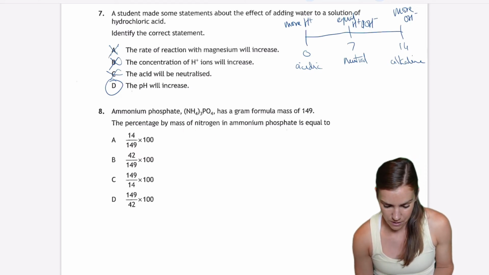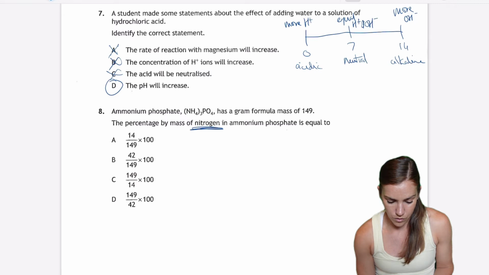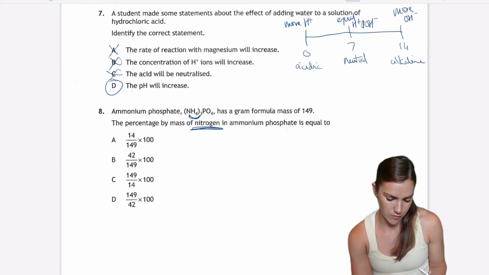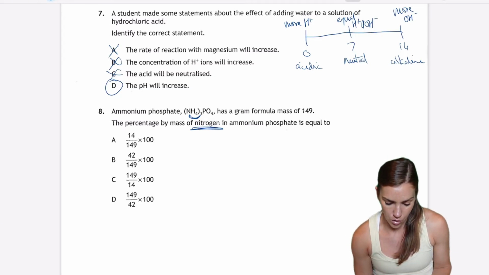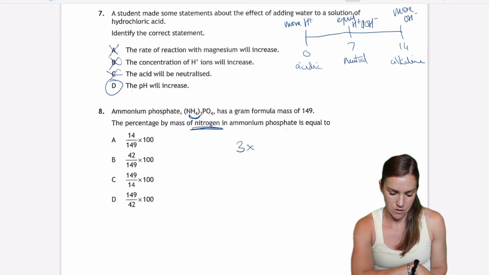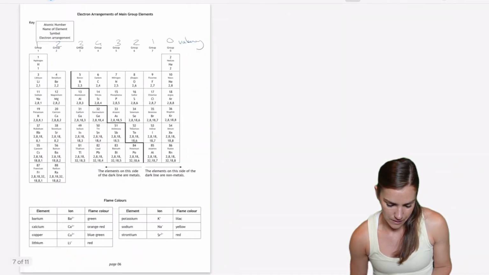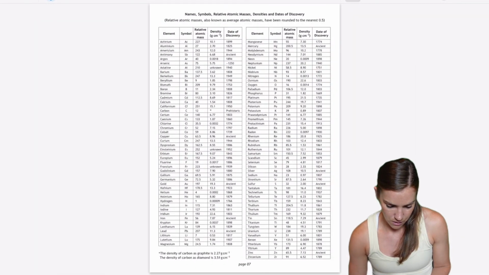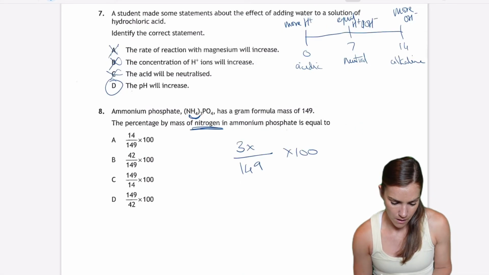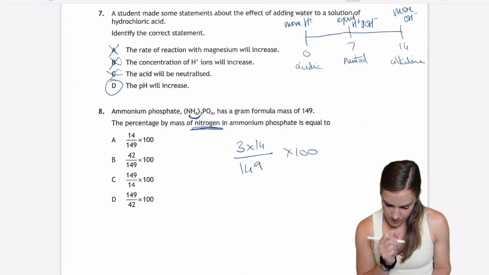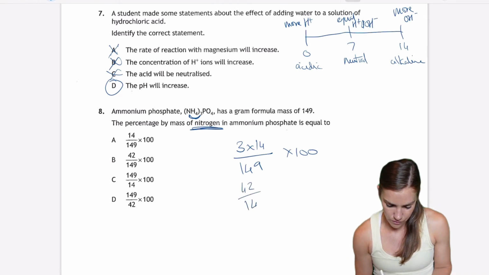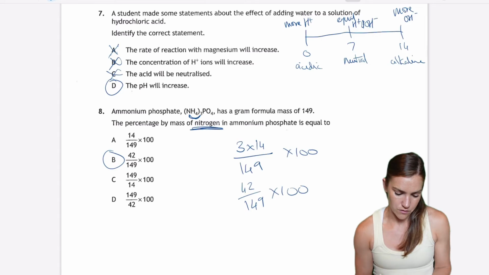So in this case it's the mass of nitrogen, but if you look at the formula, there's actually 3 moles of nitrogen in 1 mole of ammonium phosphate. So when you're putting the mass on the top, you need to do 3 times the mass of nitrogen. So it'll be 3 times whatever the mass of nitrogen is, divided by the gram formula mass, which is 149, times by 100. If we have a look at what the GFM, or the relative atomic mass, of nitrogen is, it is 14. So we have 3 times 14 on the top. Multiplying that out would give us the 42, so it would be 42 over 149 times by 100. So that gives you answer B.